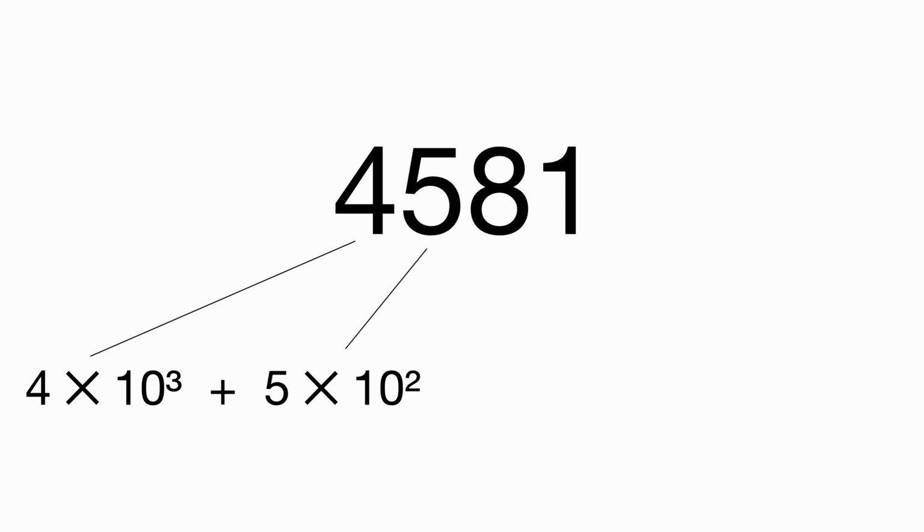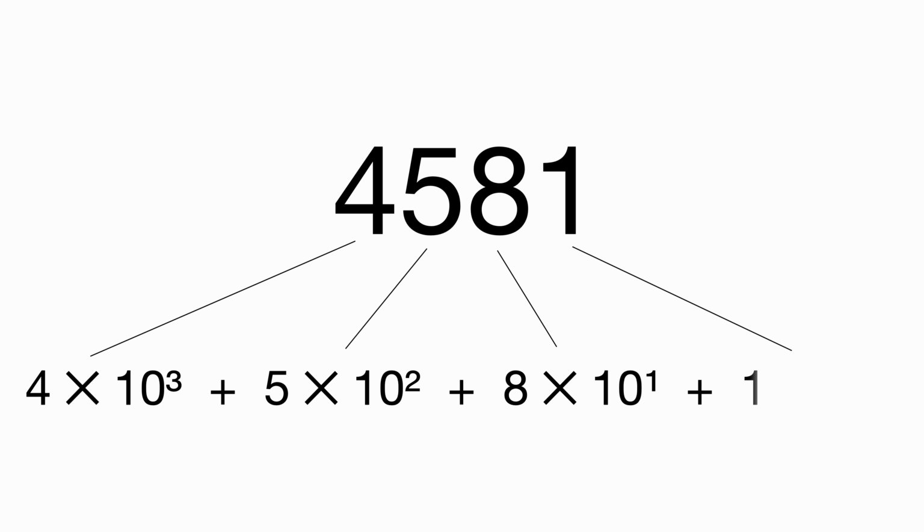Let's look at the number 4,581. We can break this number up into parts. The 4 is in the thousands place, or 10 to the third power. The 5 is in the hundreds place, or 10 to the second power. The 8 is in the tens place, or 10 to the first power. And the 1 is in the ones place, or 10 to the 0th power.